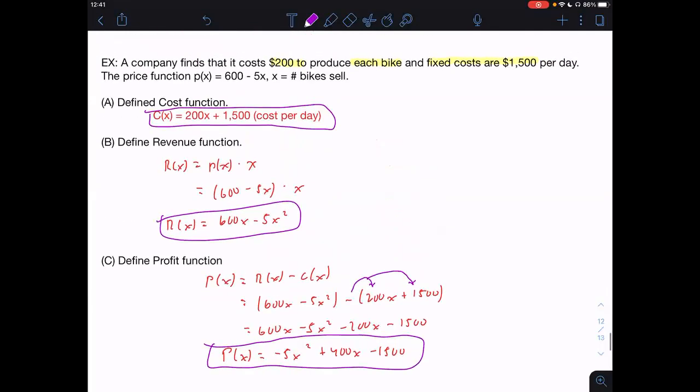So here we introduce this price function that helps us define our revenue function. Later on, probably in the next section, we'll talk about the quantity function. For now, our quantity is just X.